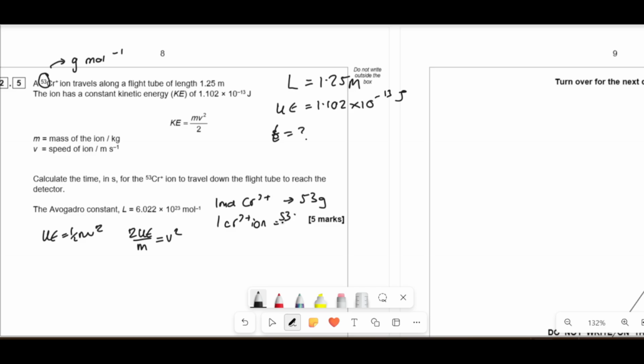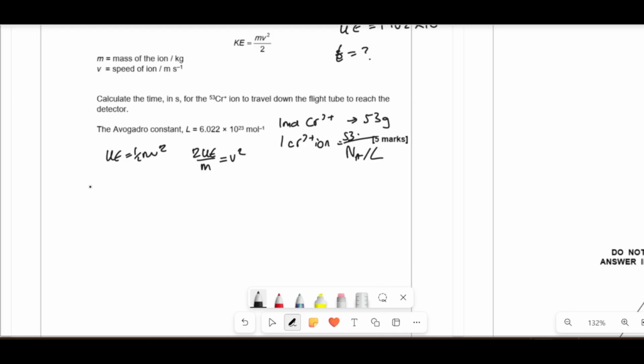So 53 divided by Avogadro's constant, or L. Oh, that's annoying because I've used L here. So the mass is going to be 53 divided by 6.02 × 10²³, which gives us 8.8 × 10⁻²³ grams. But this formula wants it in kilograms, so to convert it to kilograms, it'd be 8.8 × 10⁻²⁶, because you're dividing by 1,000. Now we can work out what v² is, because we have KE and we have m. I'm actually going to just square root it as well, so I can jump straight to getting v.